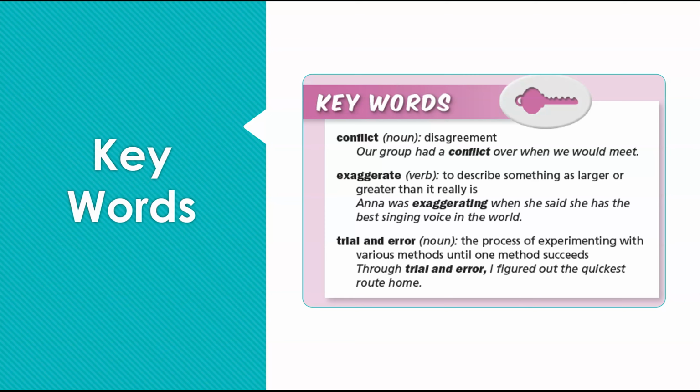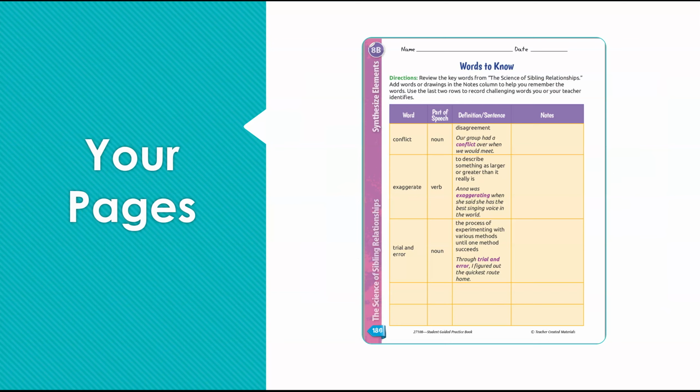So through trial and error, we figured out which pencil sharpener in our classroom was the one that gave the best sharpened pencils. We tried different versions and we figured out the one that ate all the pencils and we got rid of that one. We use trial and error. And again, that's a phrase that means experimenting until you find what works for you. So our 3 vocabulary words again are conflict, exaggerate, and trial and error. You're going to look to see those in the text as we read as well.